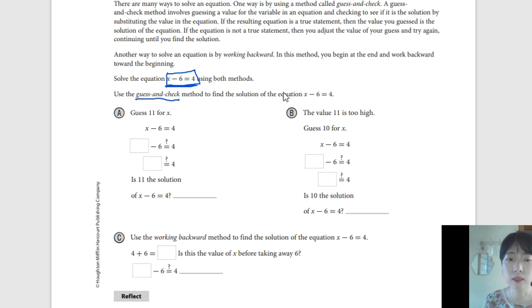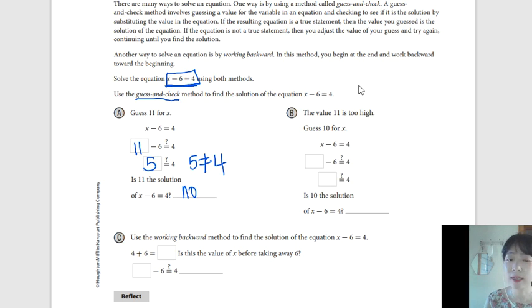So first we're gonna do the guess and check method. We're gonna guess 11 for x, so instead of x we have 11 minus 6. What's 11 minus 6? 5. Is 5 equal to 4? No, it's not. 5 is not equal to 4. So is 11 the solution of this equation? No. So then we need to make a better guess.